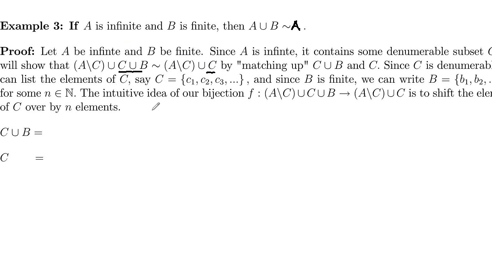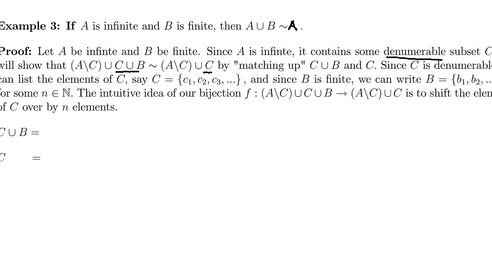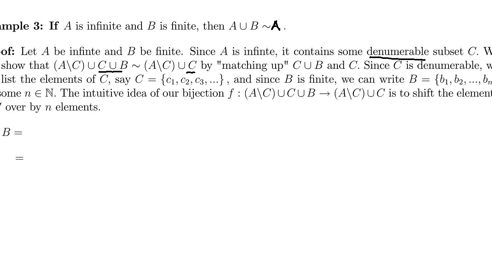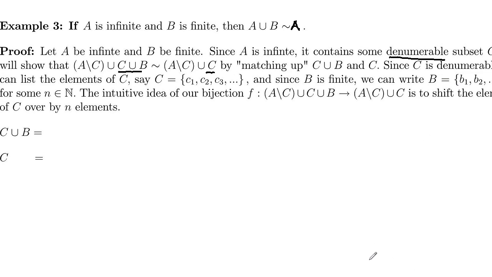What we know is that since C is this denumerable subset, it's countable, so you can list the elements in C. Let C be C1, C2, C3, etc. And B is a finite set, so you can list the things that are in B. Let those be B1, B2, up to Bn, for some natural number n. And then we're going to match pieces up.